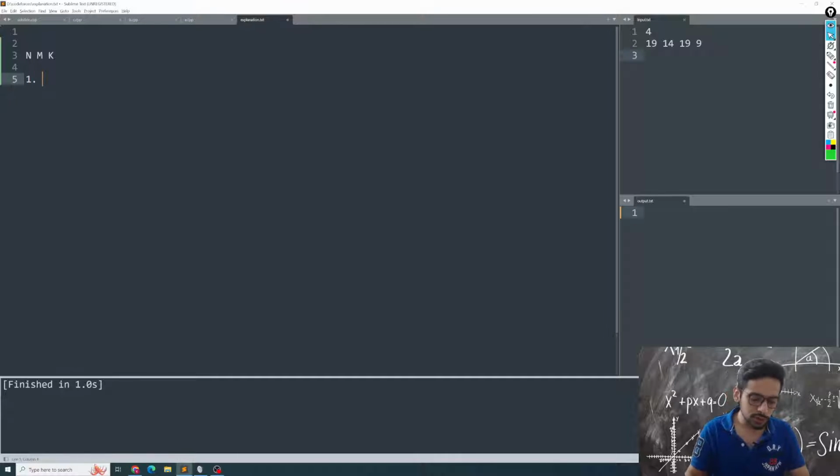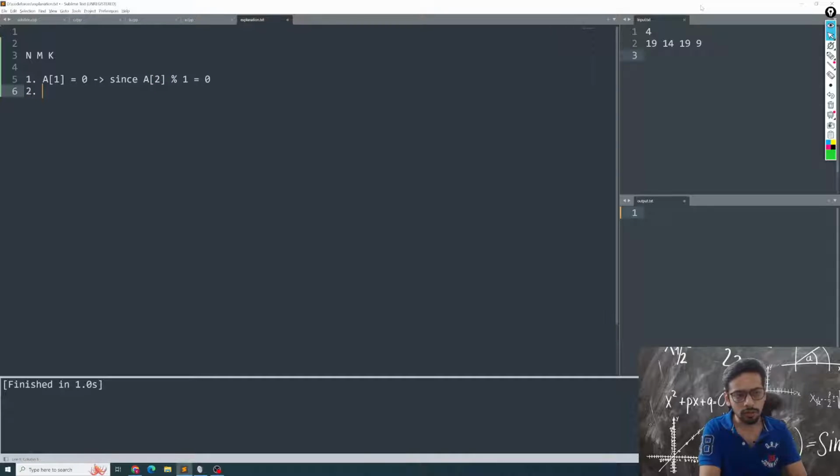Let's write down the observations first. So A1, the first element, is always going to be 0 no matter what, since anything or x modulo 1 is always 0. So A1 is equal to A2 mod 1. Whatever A2 is, x or whatever, it's always going to be 0.